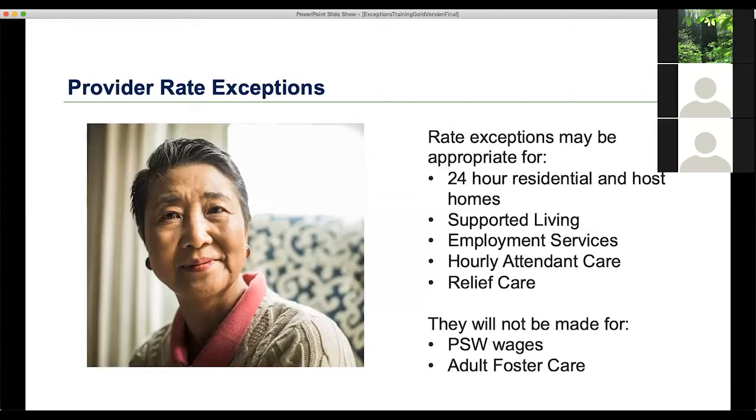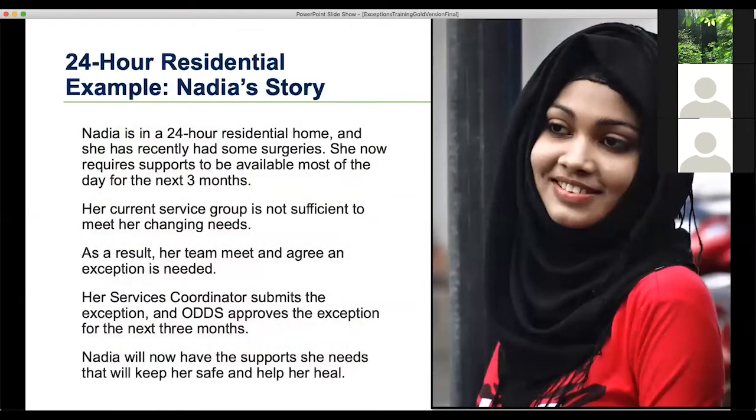Now we're going to go ahead and look at an example. And we have Nadia's story. Nadia is in a 24-hour home, and she's recently had some surgeries, and now she needs support pretty much all of the time, like an active support providing her care, for the next 3 months. So her service group, which is then her payment category, is not sufficient to meet those needs.